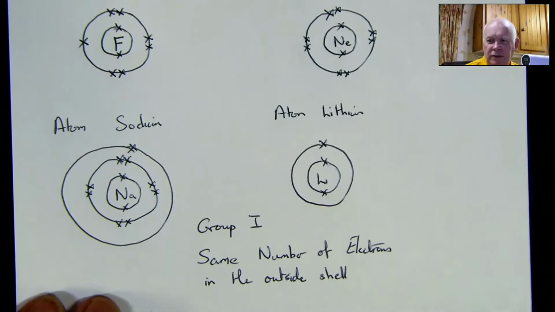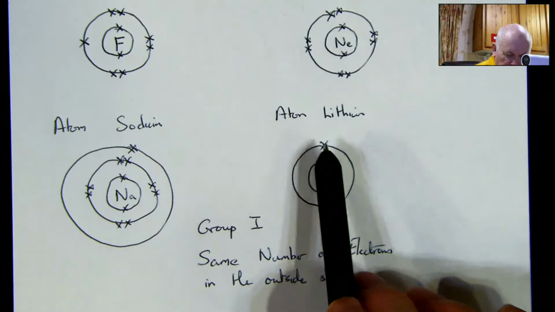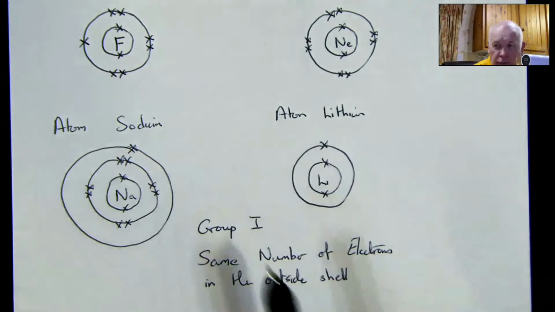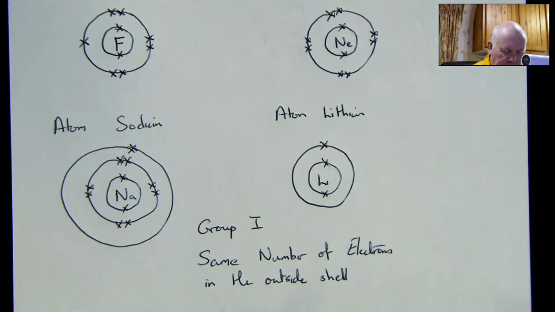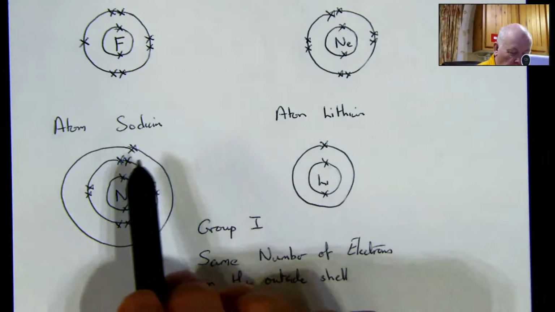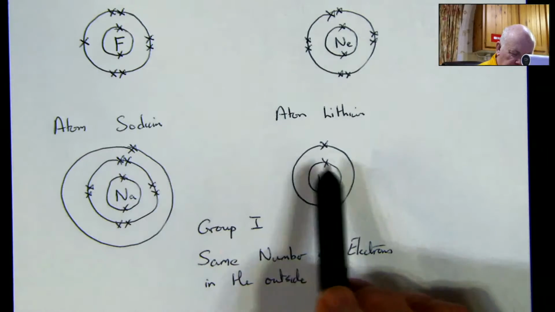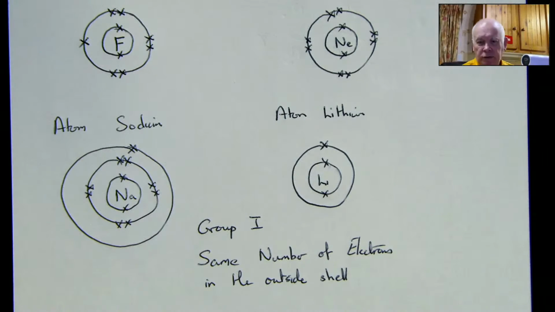Now, what does this mean? Well, it's the electron in the outer shell that's actually doing the chemical reactions. So if they've both got 1 electron in the outer shell, then we can expect these atoms to react in the same way.